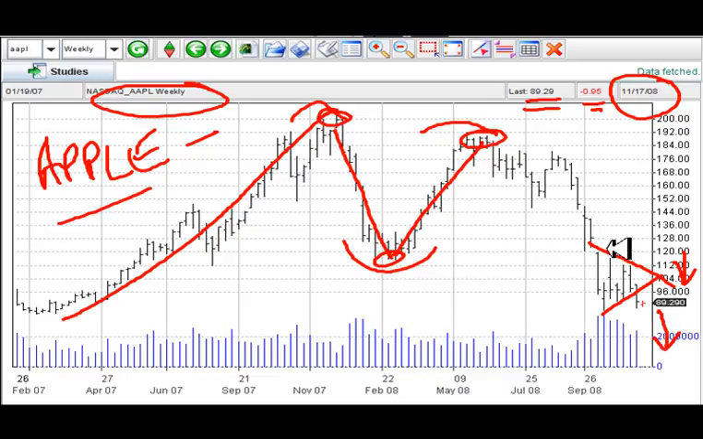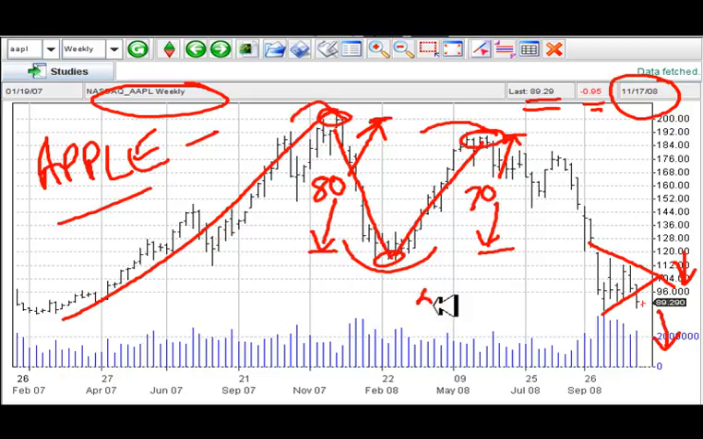Now, if we take our points here from, let's say, 120, I'm going to go 120 right here, and up to 200, that's 80. So you take these 2 points, it gives you $80. If you're being a little more conservative, you can go from 120 to, let's say, 190, which is about here, so that's 70 points. Then if you subtract the 70 points from the 120, it takes you down to the $50 range for Apple.